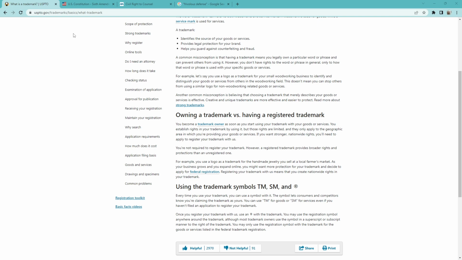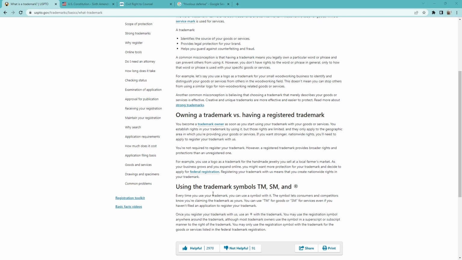So we're on the U.S. Patent and Trademark Office's website. They're the ones where you register trademarks, and they're pretty much the ones that govern the law regarding trademarks as well in the United States. So there's this section, owning a trademark versus having a registered trademark, which is relevant, and you guys should probably read that, but I'm not going to read all that. I'm actually just going to read this part, using the trademark symbols, and only a part of it.